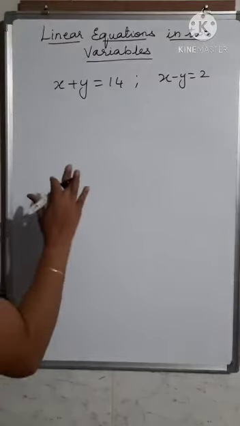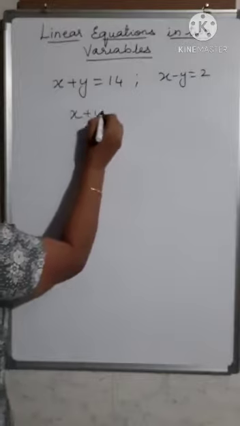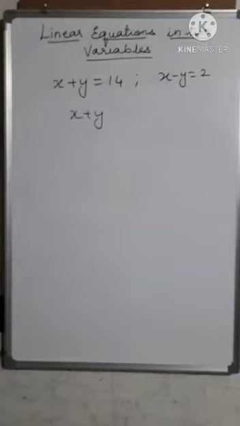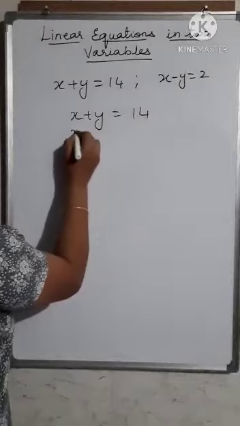Now to find the solution by the elimination method, what you have to do is see if the coefficients of either the variable x or the variable y are equal. If they are equal, then directly you can start with the solution by either adding the two equations or subtracting the two equations. So here we'll write the two equations one below the other.